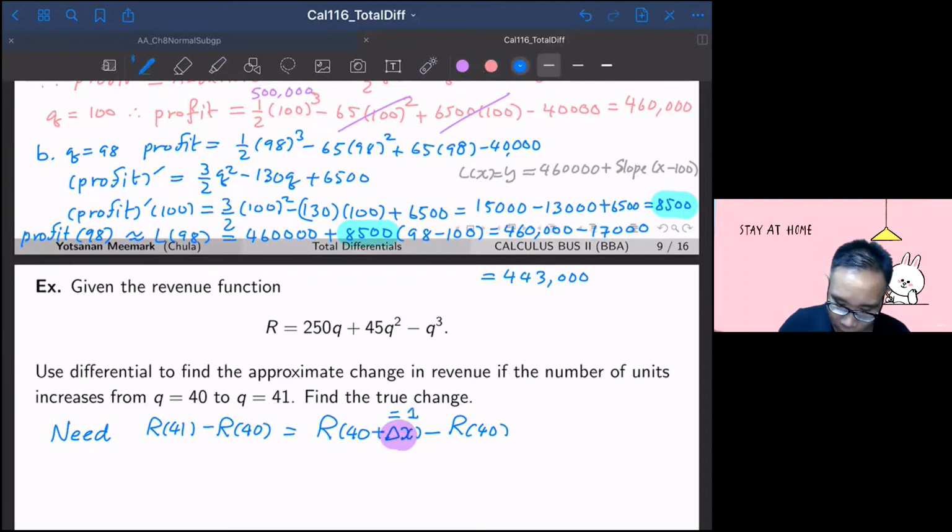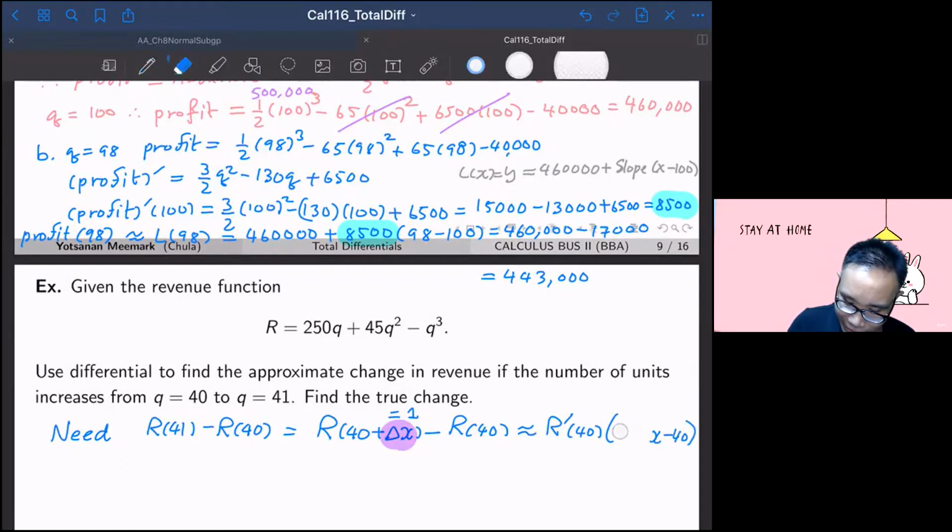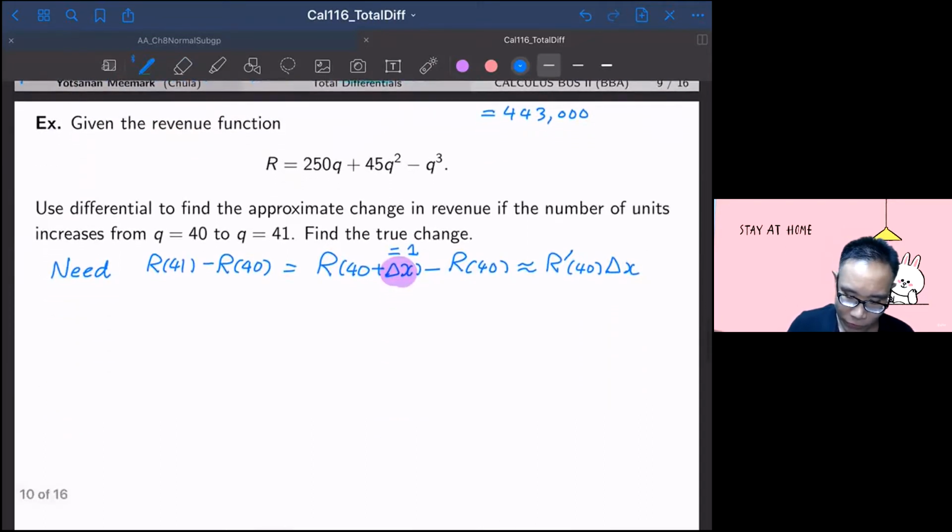And here you see that you can use the linear approximation to find the slope. This one is going to be delta x. Or some of you may not think in this way: you can just do 40 plus delta x minus 40, which basically turns out to be delta x anyway. So this is kind of easy to compute. You're just going to find R prime at 40, so let me find R prime for you.